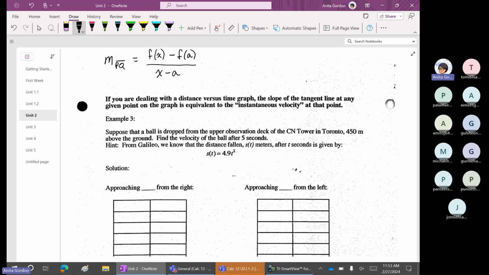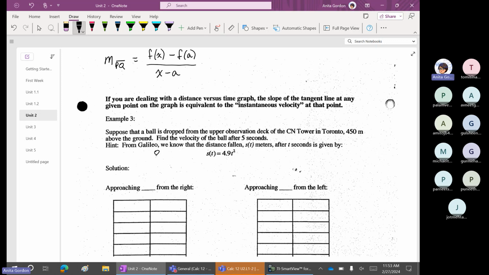Okay, so now if we look at this velocity graph, suppose that a ball is dropped from the observation deck of the CN Tower in Toronto, 450 meters above the ground. Find the velocity of the ball after 5 seconds. Hint from Galileo, we know that the distance fallen, s in meters, is dependent on the time t in seconds given by this equation. So we are looking at a projectile motion essentially.